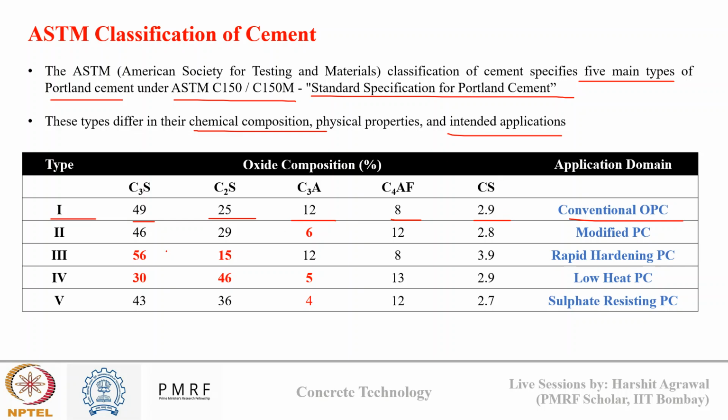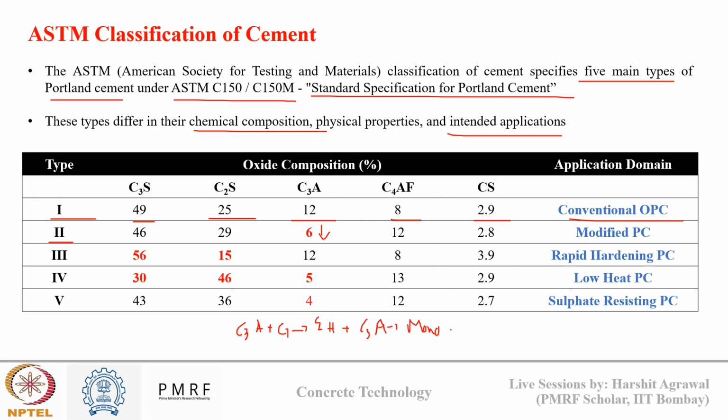Okay, now in type 2, compared to type 1, there is a major decrease in the C3A content, from 12% to 6%. If there is less C3A, the threat of sulfate attack will be reduced. Why? If you visit week one of the discussion, we said that if there is excess C3A in the system, initially it reacts with gypsum to form ettringite, and if there is still C3A left, this ettringite reacts and forms monosulfate.